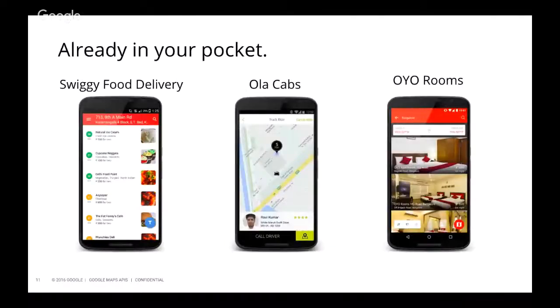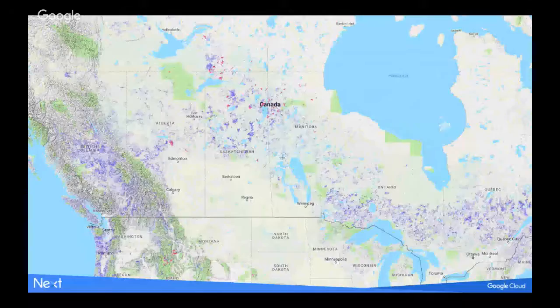A few examples are Swiggy, Ola, Oyo. These are examples you're already carrying in your pockets right now. The one thing I would like to highlight is that none of these companies were in existence 11 years back or a few years back. And using the power of the Maps API, we have seen them grow tremendously in their respective areas.